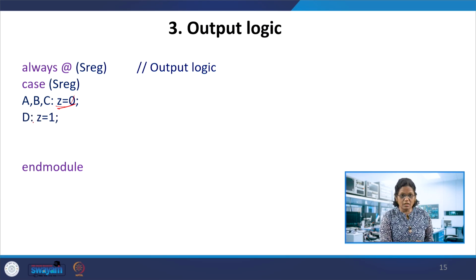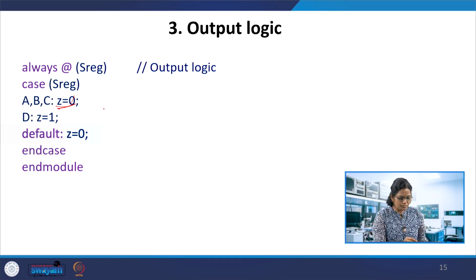If D, then Z equal to 1, that is over. So then default, you need to specify Z equal to 0, and then here end case. So this end case gives the complete code with the end module. After the completion of this code, that is for the three always blocks of next state logic, output logic, and state memory.